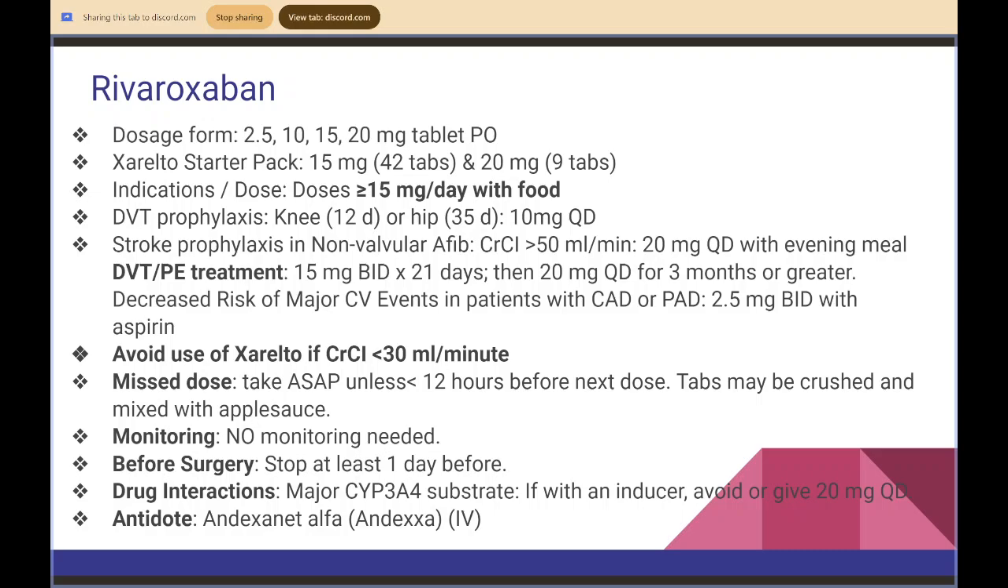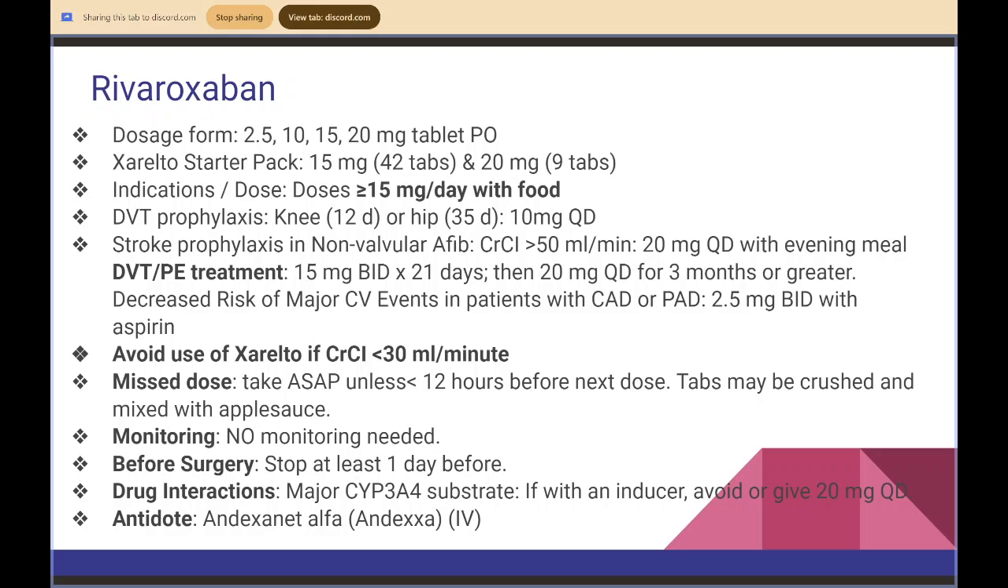Stroke prophylaxis, if it's non-valvular AFib, they're listed. Same with DVT and PE treatment. Remember, all of the DOACs are high yield when it comes to the NAPLEX. So knowing their indications and their dosages based on the indication, and whether it's prevention or treatment, are very important. Xarelto is renally limited if creatinine clearance is below 30 mL per minute.